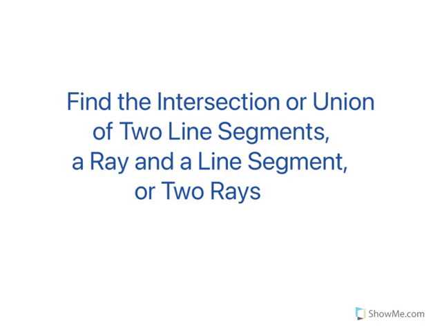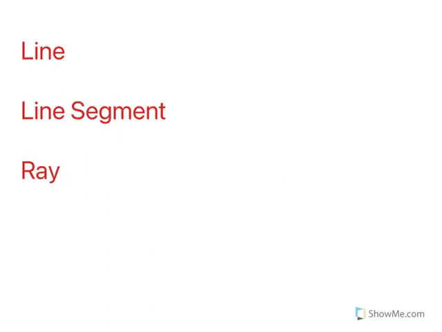Find the intersection or union of two line segments, a ray and a line segment, or two rays. Okay, so first let's talk about what we're talking about here. Just to refresh, we're going to start every one of these problems with a line. Remember that a line has arrows that go in both directions, meaning this goes on forever in both directions. A line segment does not go on forever in both ways. It's stopped. It's finite. Okay?